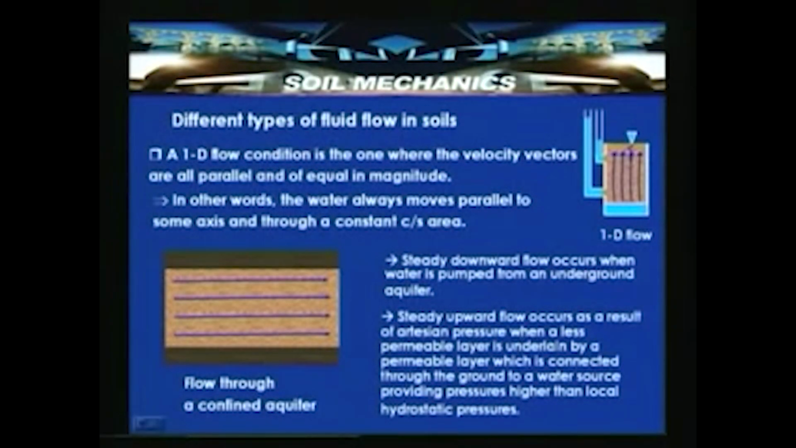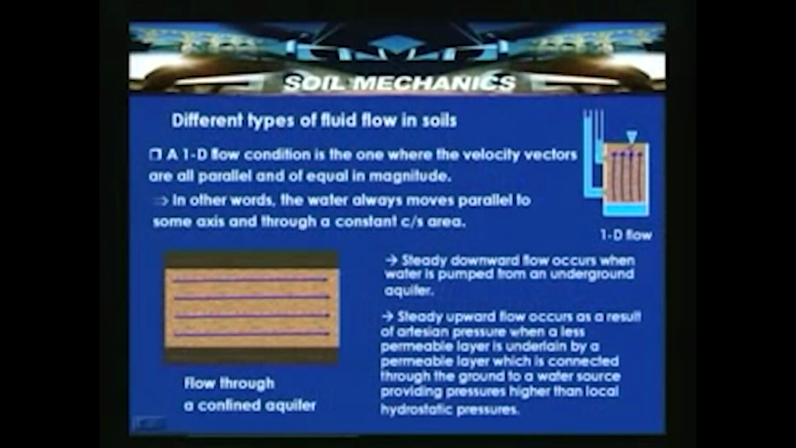Steady upward flow occurs as a result of artesian pressure when a less permeable layer is underlain by a permeable layer which is connected through the ground to a water source, providing pressures higher than the local hydrostatic pressure. So, these pressures which are driving the flow in the upward direction come from natural artesian conditions. We have also discussed the different aquifer conditions which are possible. So, the flow can be 1-dimensional.